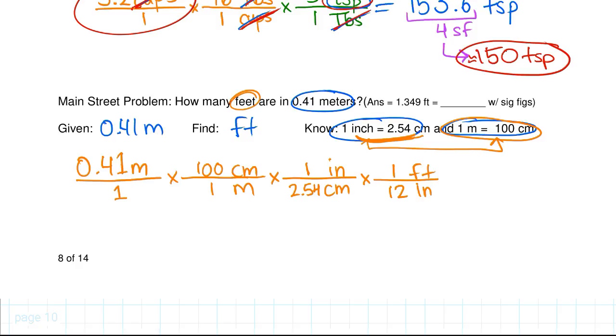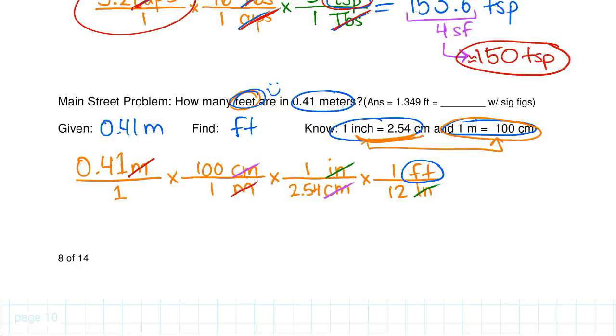To see how the units cancel, you should always be able to cancel them out like this. Meters, meters, those are gone. Centimeters, centimeters, those are gone. Inches, inches, those are gone. But what is not gone is feet, because that's what I was looking for. You should not be able to cancel out the top right unit if it is what you are looking for. At this point, you have to do the math.